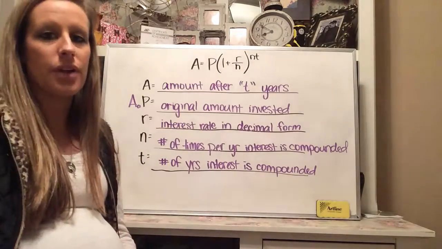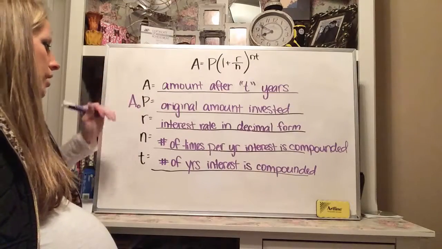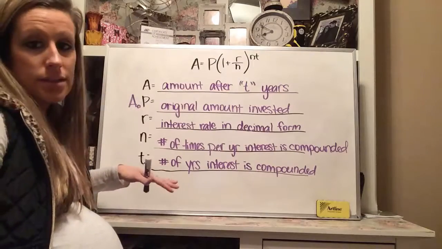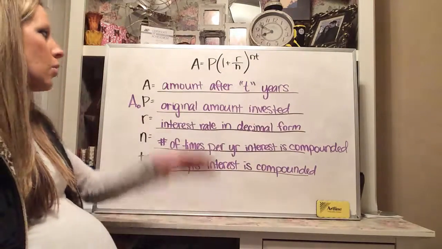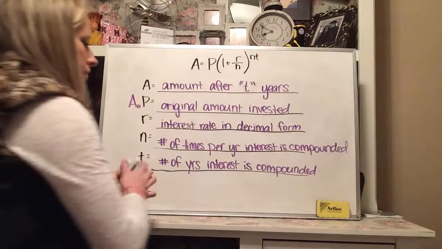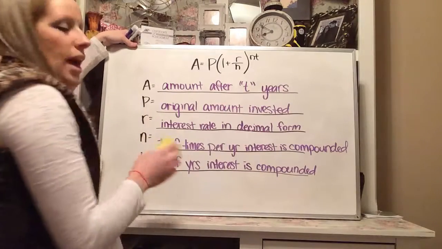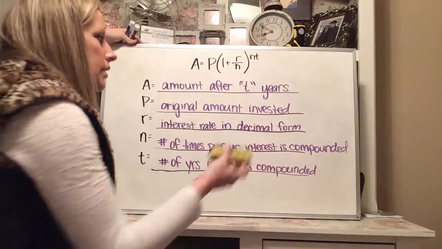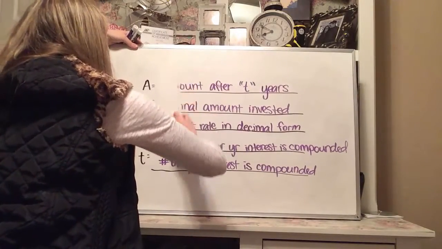Okay, so what I do for every single problem is I write down A equals, P equals, R, N, and T, and I fill in my blanks with what each equals, and then I solve from there. I always write this down every single time. That way I don't forget anything, and I know exactly what I'm solving for and what I'm plugging in.